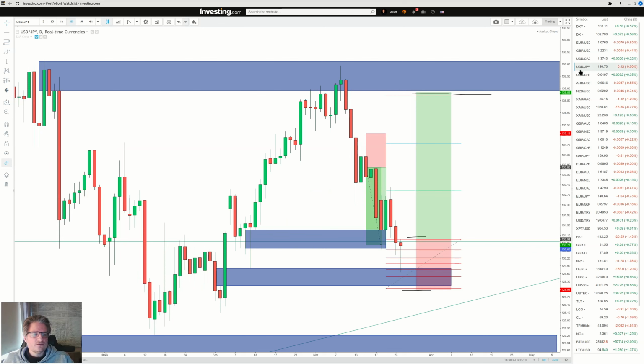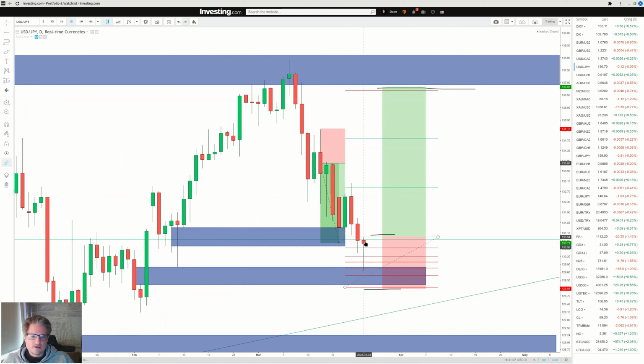The US dollar, Japanese yen. We had a profitable trade last week or the week before, I believe. That was, yes, the week before. So that was this trade here. And now we have come to this level of imbalance where we just wicked into it.